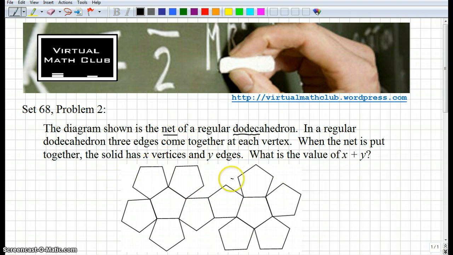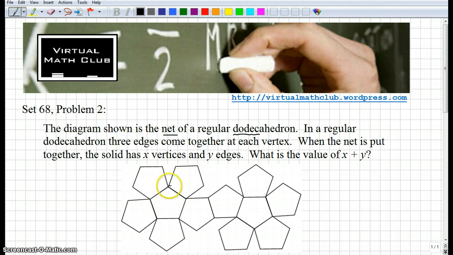So it's sort of like the two-dimensional version of the three-dimensional polyhedron. So this is the flat version. If we were to cut this out, fold it along the edges and join the edges up, we would end up with a three-dimensional solid figure, which would be a dodecahedron because it has 12 faces. And in this regular dodecahedron, 3 edges come together at each vertex.